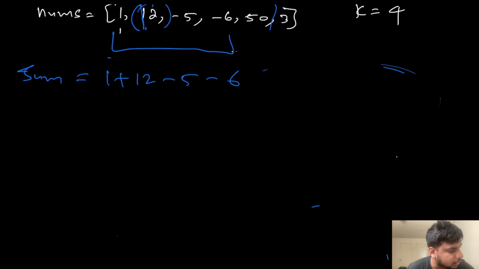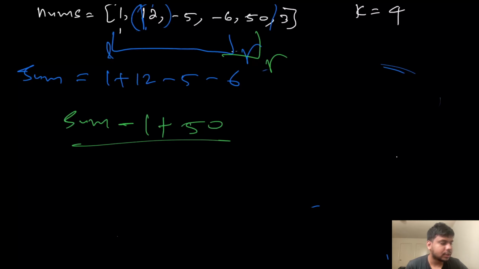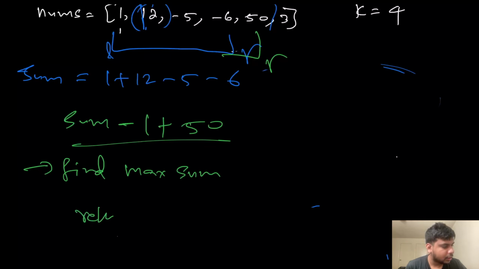So basically your L is pointing here, R is pointing here. Let's use a different color. L is pointing here, R is pointing here. Whenever you expand the window, you just subtract your L, which is 1, from this sum, and add the new R, which is 50. Keep doing this and find the max sum. And then when you're returning, just return max sum by k.